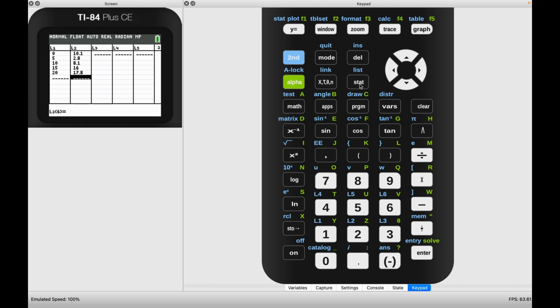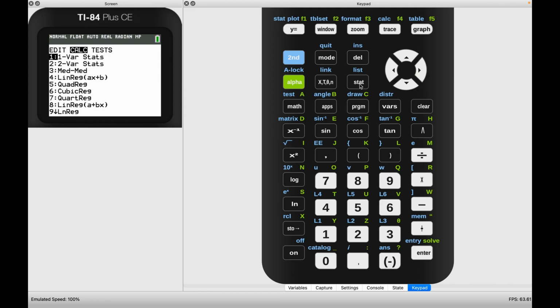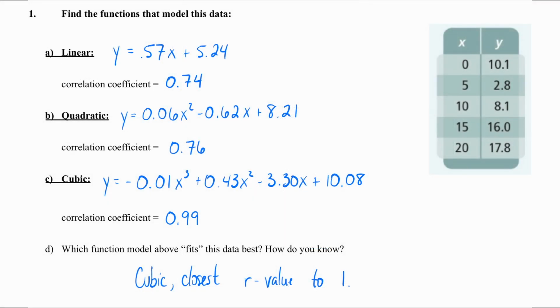And then once we're here, we're going to hit the stat button again, and go to the right. The three different regressions we're going to do are a linear, a quadratic, and a cubic regression. So here, we're going to do first the linear regression, go all the way down and hit calculate. And again, it gives us an A and a B value. So when we write our equation, we'll write it as y is equal to 0.57x plus 5.24. And then we know the correlation coefficient for a linear function is going to be our regular R value, which is 0.74.